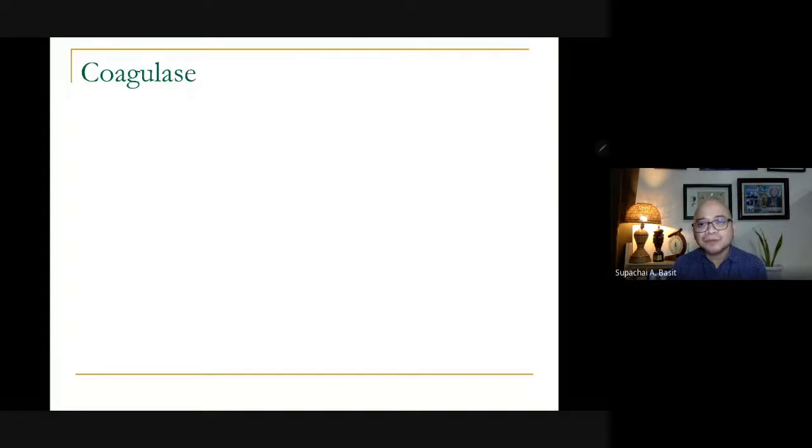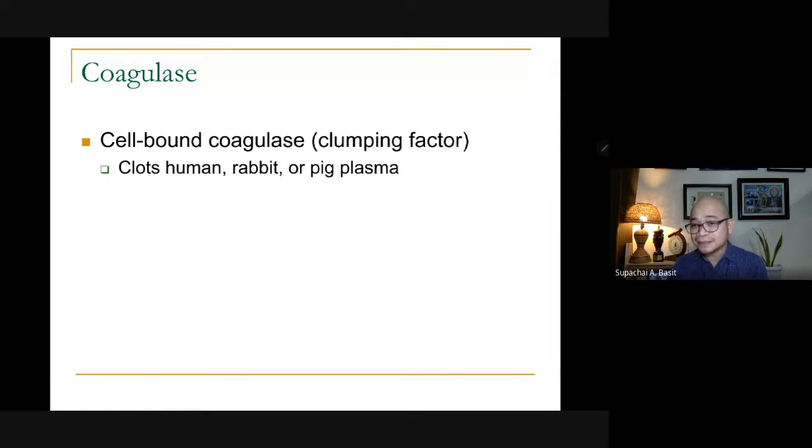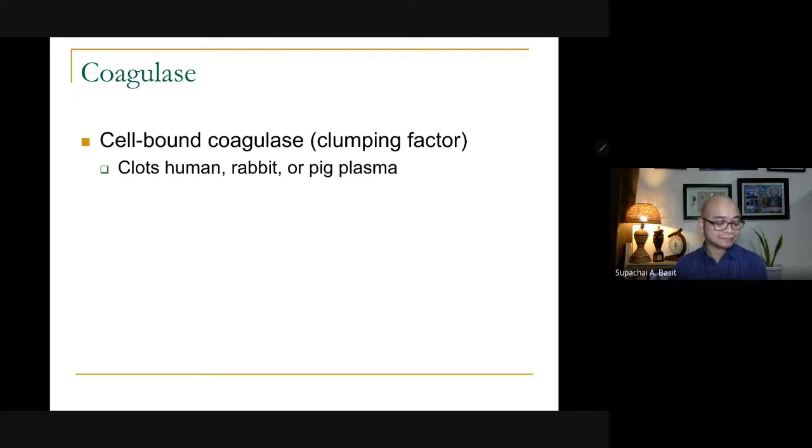And then we also have the coagulase test. Coagulase is an enzyme that can clot plasma. And you know already the difference between plasma and serum. Plasma has fibrinogen, while serum does not have fibrinogen. Okay, so there are actually several types of coagulase.